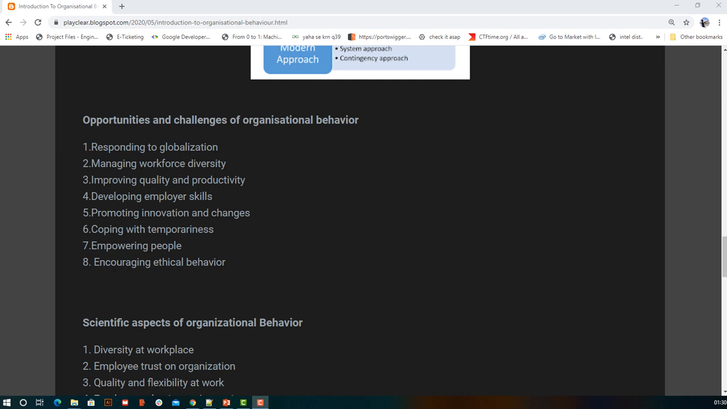Now next is promoting innovation and change. We can say it has some dependency on the fourth point, that is developing employee skills.